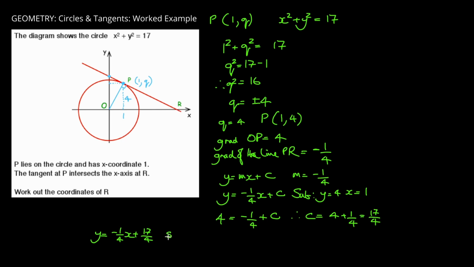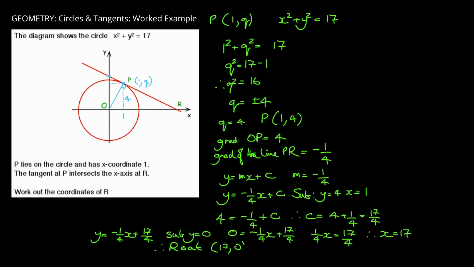So let's try it. Sub y equals 0, and we get 0 is equal to negative a quarter x plus 17 over 4. Moving things around, a quarter x must equal 17 over 4. The over 4s cancel each other out, and I can say, therefore, x is equal to 17. So therefore, R is at an x-coordinate of 17 and a y-coordinate of 0. And that is your answer.